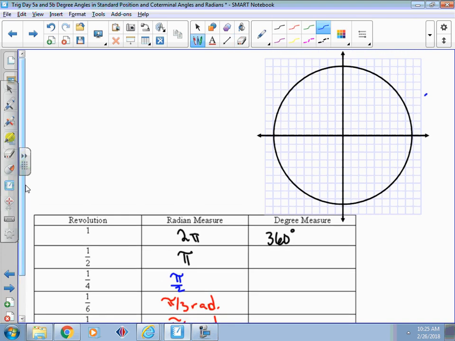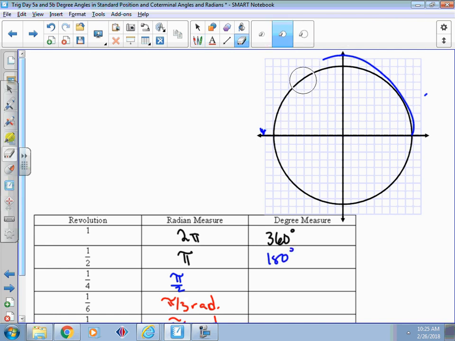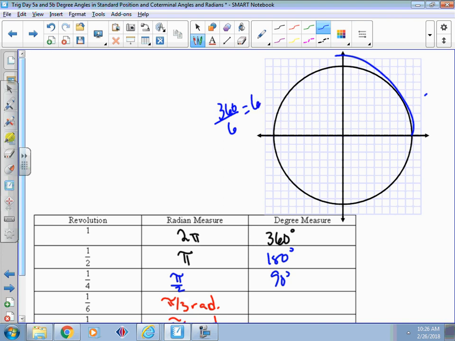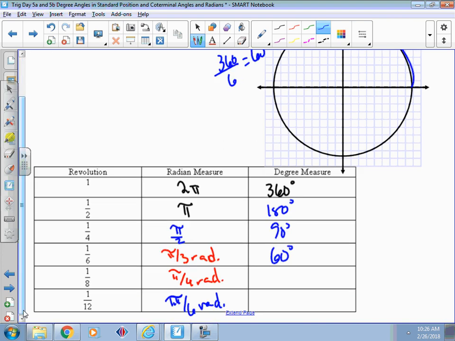So how much is it for half the circle? Half the circle is 180 degrees. How much is it for a quarter of a circle? A quarter of a circle has to be 90 degrees. This is not too bad. How about a sixth of a circle? Well, if one whole circle is 360 degrees, and I only want a sixth of that, then that would have to be 60 degrees. Oh, apparently pi over 3 radians is the same as 60 degrees.